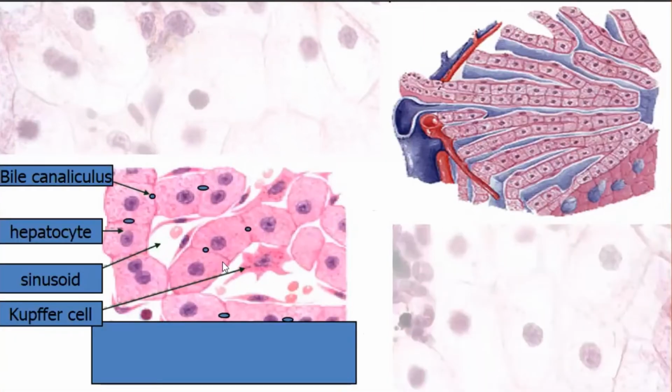Here we can see the structure of hepatic plates. Here we can see two rows of cells. It's a hepatic plate. Between those hepatocytes, we have bile canaliculi.